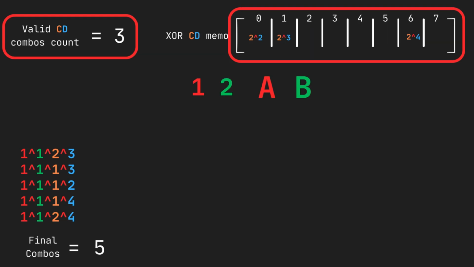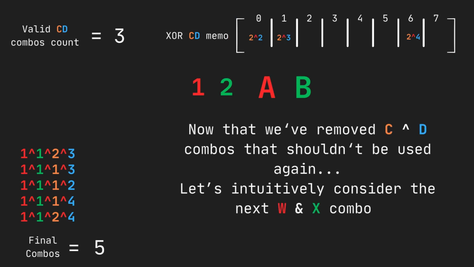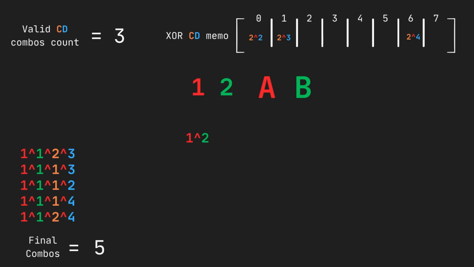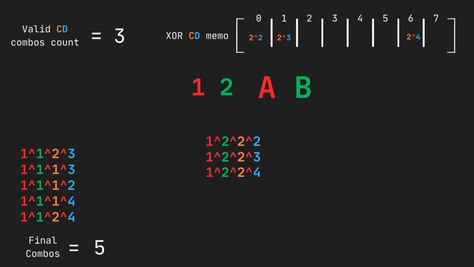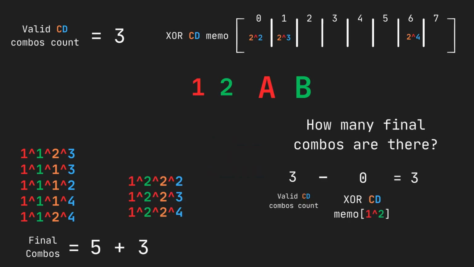So our count is now 3, and once we've removed all of our combinations that are redundant and will only lead to duplicates, we can now consider the next w and x combo, which would be 1 XOR 2. And we're going to do what we did last time. Take all the values from our memo list, combine them with our 1 XOR 2, and we have these 3 combinations here. We check to make sure that there are no values that are invalid, and there are none. We have 1 XOR 2, which is 3, so that index has nothing in it, so we have 3 minus 0 to equal 3.